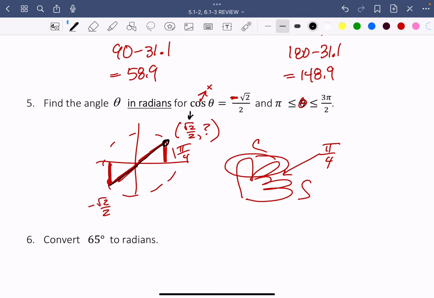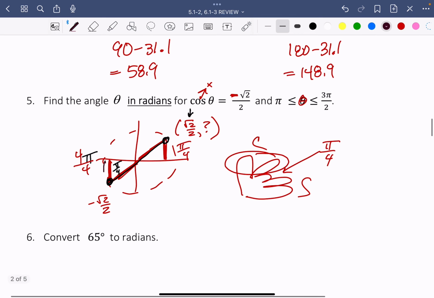That means if we come over here to the third quadrant, the angle is going to end up having a reference angle of pi over 4. So if this is pi, which is the same as 4 pi over 4, and you add the reference angle of pi over 4, you're going to end up getting 5 pi over 4.